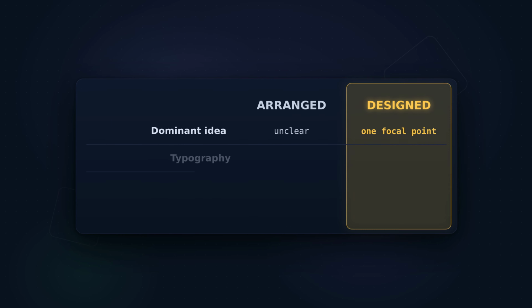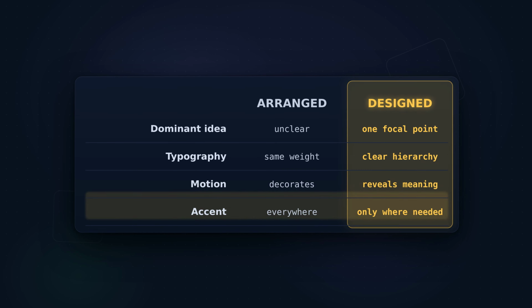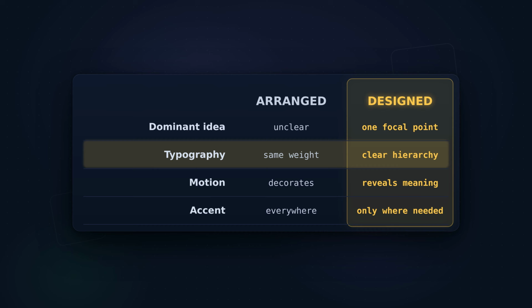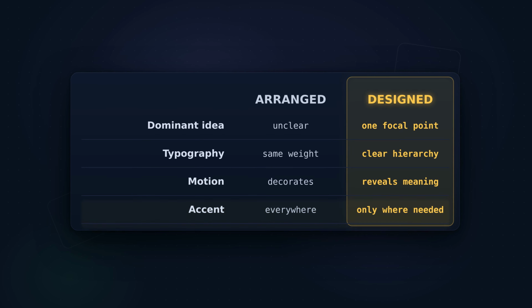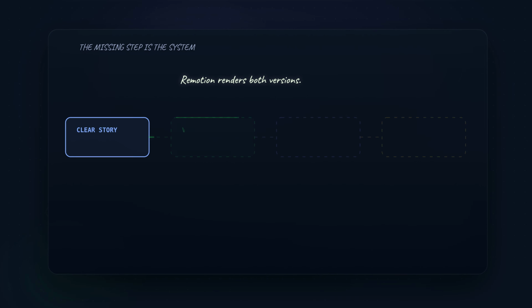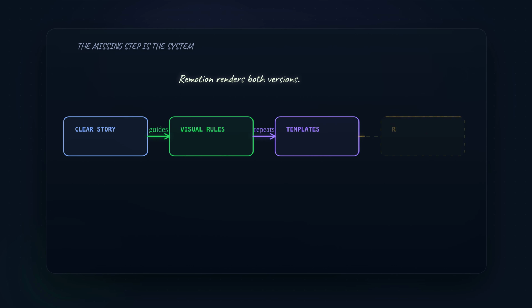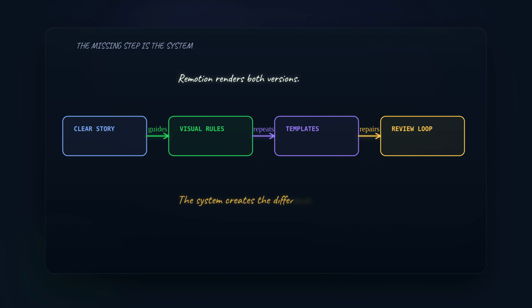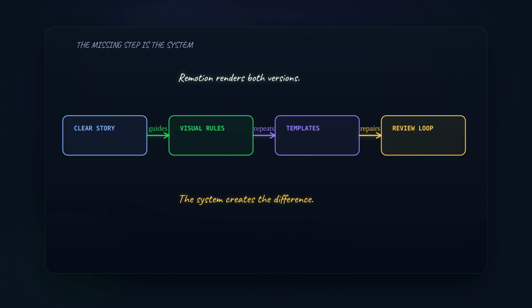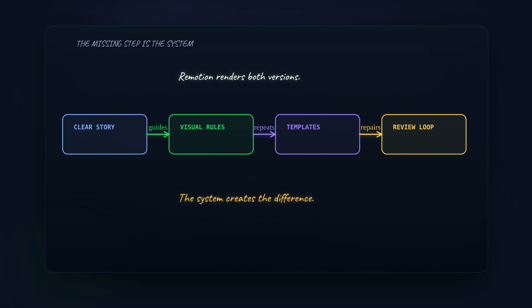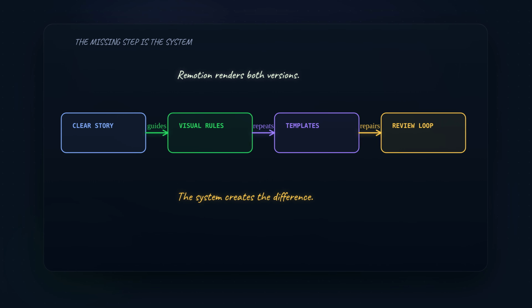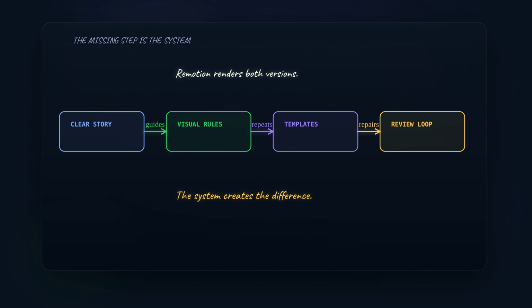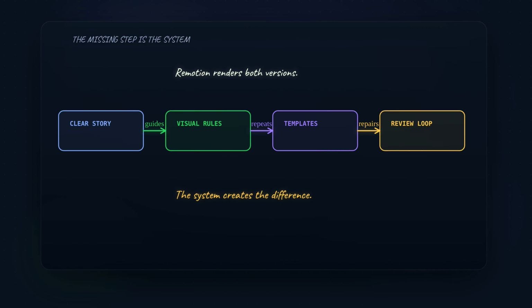You are looking at the same idea twice. The left side was arranged, while the right side was designed. Remotion rendered both, so Remotion is not the missing step. The missing step is the system around it. A clear story, a small set of visual rules, reusable templates, and a review loop. I will show you my stack, then reduce it to the smallest version you can build yourself.